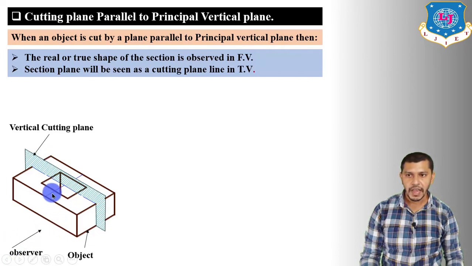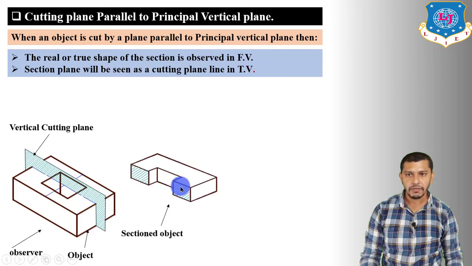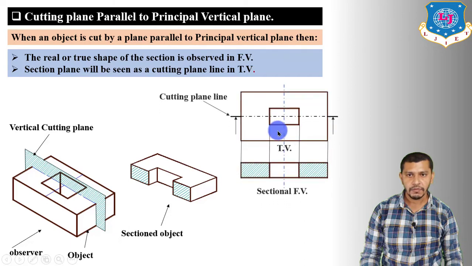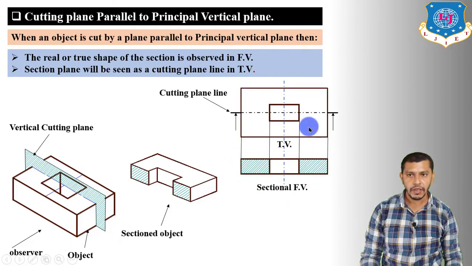This will be the object, and we have to remove the part of the object which is in between the cutting plane and the observer. So the section object will look like this. Right now the observer is in this direction, so we will get the true shape of the section in the front view, and top view will remain as it is. Observing from the top direction, the top view will remain as it is, and in the top view we have to show the cutting plane line by using an arrow at the ends.